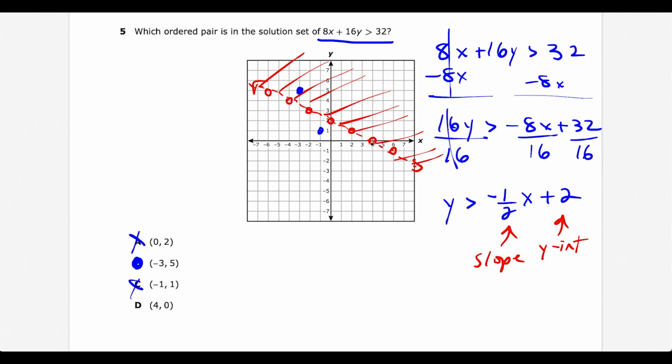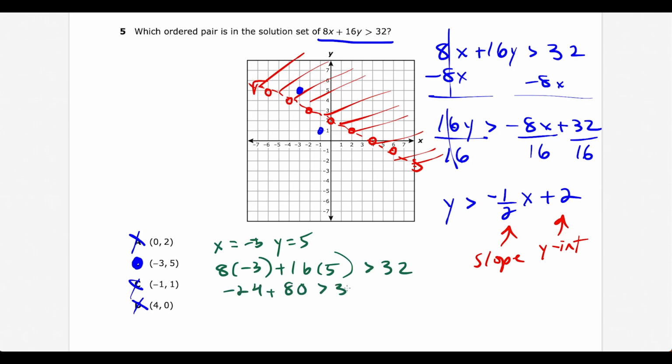And then (4, 0) is on the line, which is a problem because this is a dotted line. But if we really wanted to be safe here, we could plug in x equals -3 and y equals 5 to the original inequality, and we would have 8 times x plus 16 times y is greater than 32. And this is -24 plus 80 is greater than 32. If we add those, we get 56 after combining, which is greater than 32, which is definitely true. So choice B is our answer.